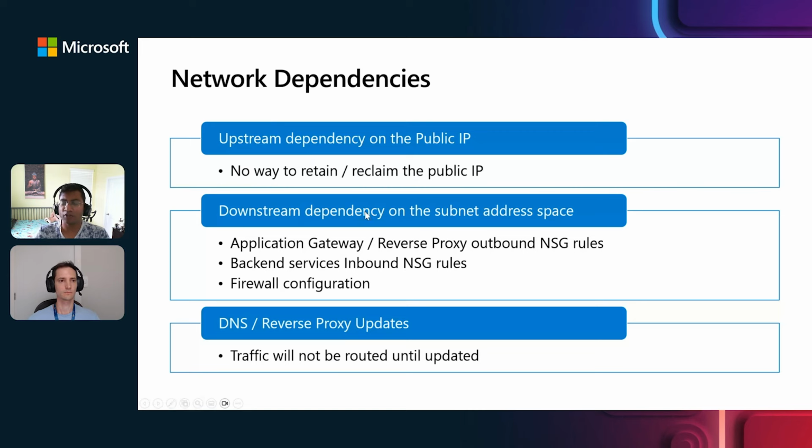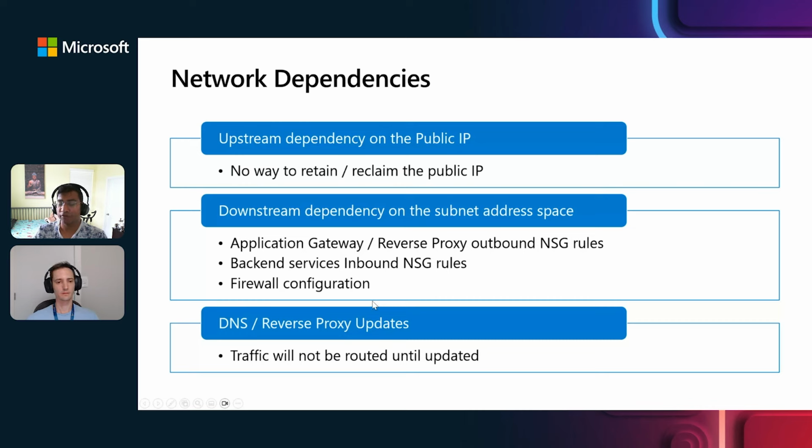Similarly, the downstream could also take dependencies, right? There can be application or reverse proxies which have taken dependencies on the outbound NSG rules for the subnet of API management, or something like a backend app service residing in its own subnet might have an inbound NSG rule which says that allow only traffic from this particular API management subnet. Because the newer subnet address space is changed, there is a possibility that if they are not updated, the traffic might get blocked and your APIs might start failing.